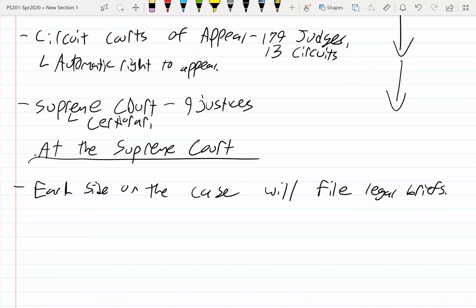One other type of brief, maybe some of you have heard of, again, this would be an italicized Latin word, an amicus curiae brief.